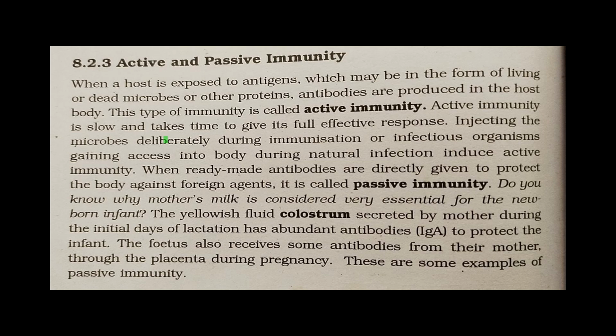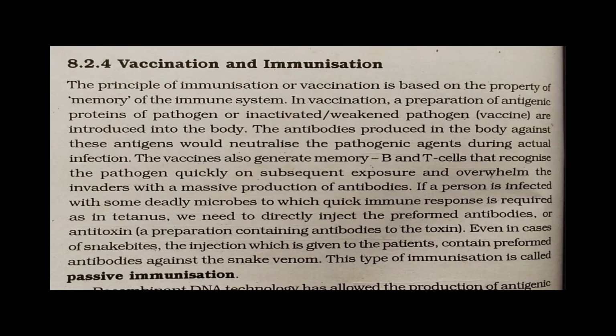These are some of the examples of passive immunity. Vaccination and immunization. The principle of immunization or vaccination is based on the property of memory of the immune system. In vaccination, a preparation of antigenic protein or pathogen, or inactivated or weakened pathogen (vaccine), is introduced into the body. The antibodies produced in the body against these antigens would neutralize the pathogenic agent during actual infection.